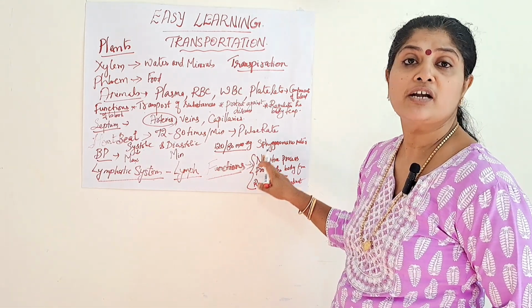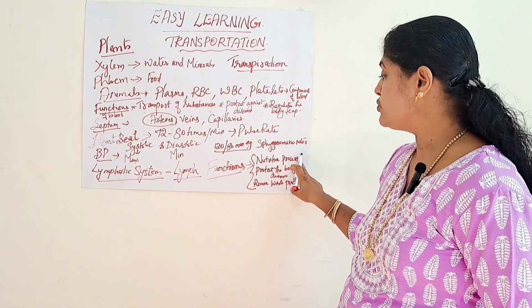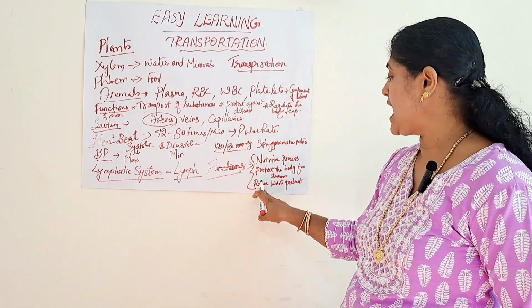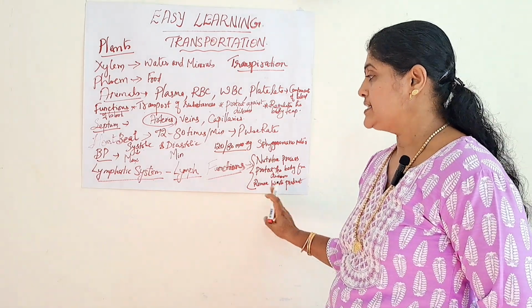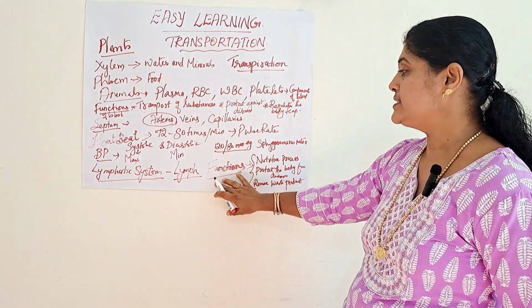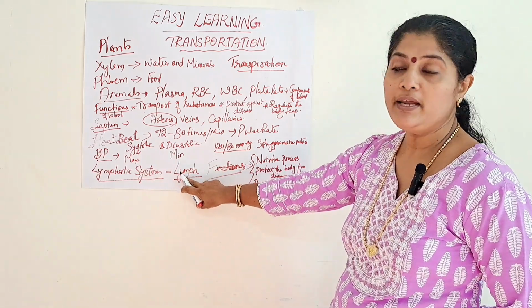It is very important, a 3-mark question. It helps in the nutritive process, it protects the body from diseases, and it removes the waste product, that is, fragments of dead cells. So, that is regarding the lymphatic system. In the lymphatic system, the main medium is the lymph.